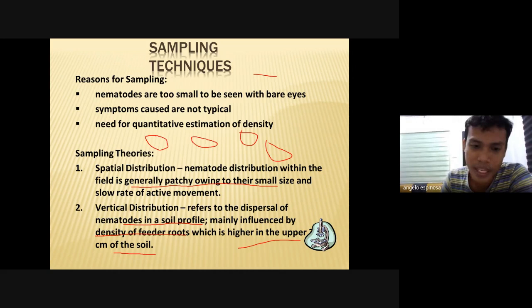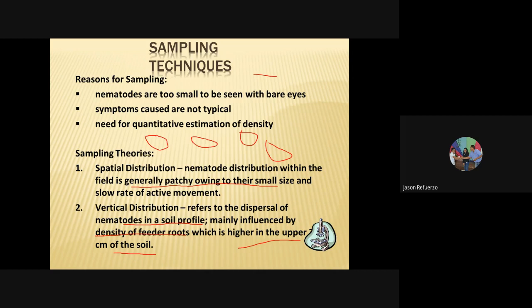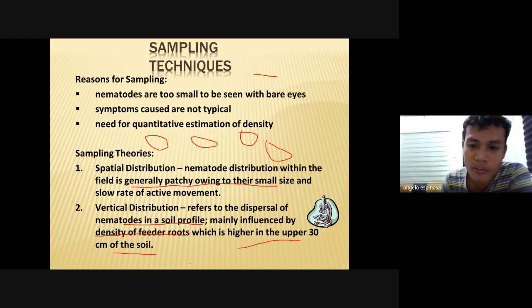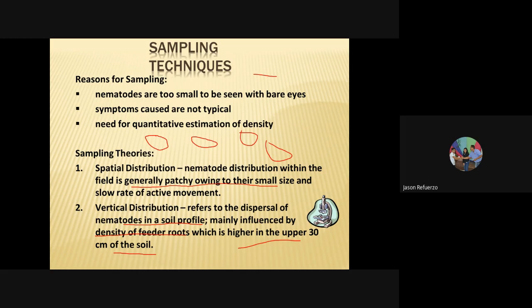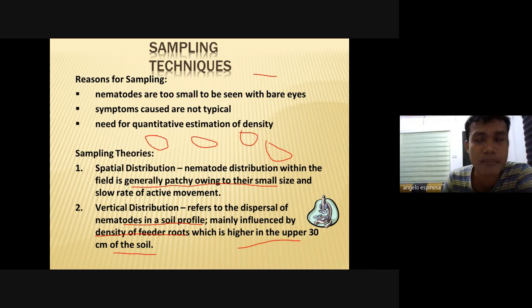Sandali lang, ayusin ko lang. Sir, meron ano yan? Meron akong PowerPoint dito. 30 nga, tama. It's 30 centimeters of the soil. Oh, tapos na. Sinabi ko na nila yung intro ko. Sabi ko na download ko na yan sa G Drive ninyo. Upload ko na pala. Okay? Thank you. Next, we have number 3.